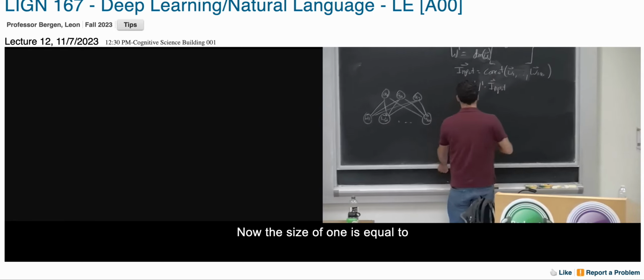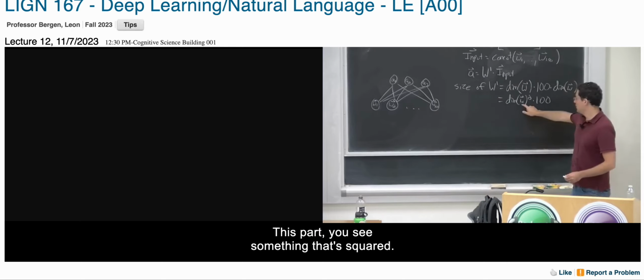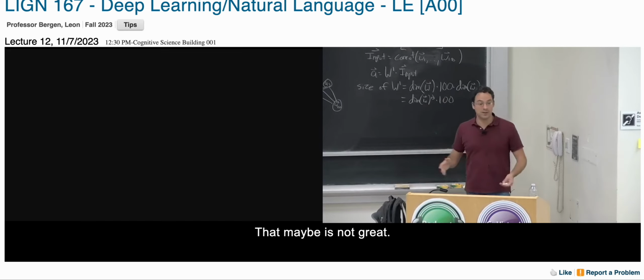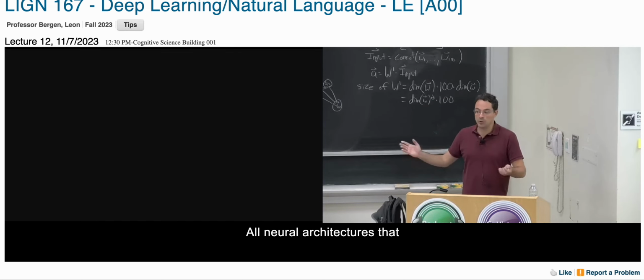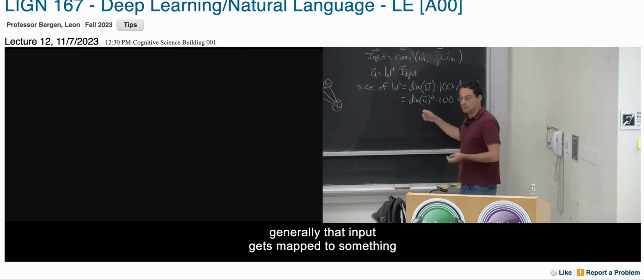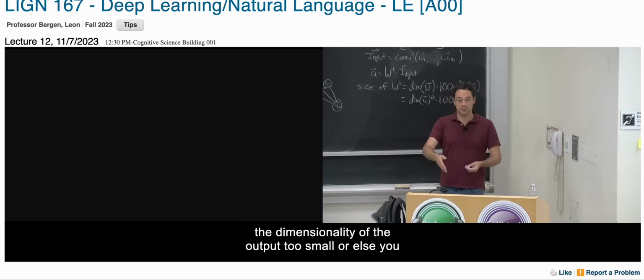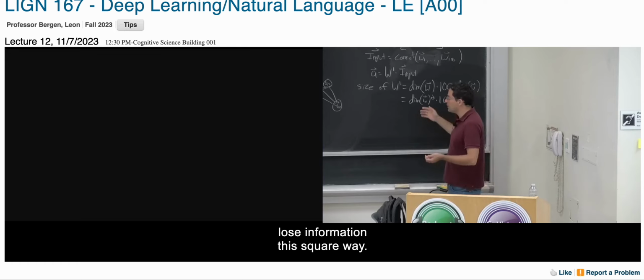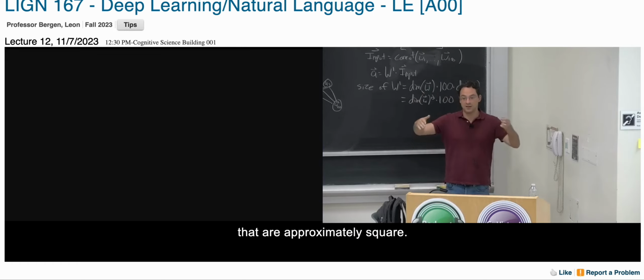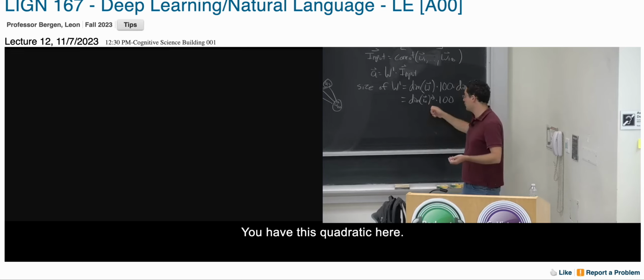So now the size of W1 is equal to the dimensionality of your word vectors times 100 times the dimensionality of your word vectors. So you have the dimensionality of your word vector squared times 100. You see something that's squared. That maybe is not great, but that's inevitable though. All neural architectures that work are going to have something that looks like this. If you have an input, generally that input gets mapped to something with approximately the same dimensionality. You don't want to make the dimensionality of the output too small, or else you lose information. So most neural networks consist of matrices that are approximately square. That's why you have this quadratic here.